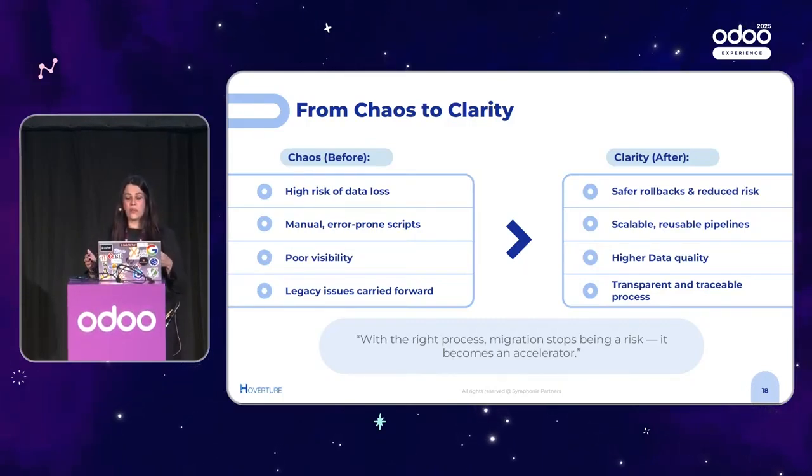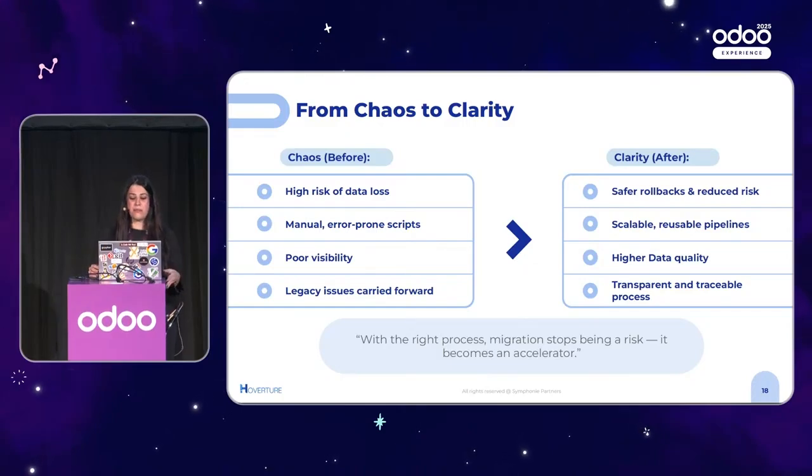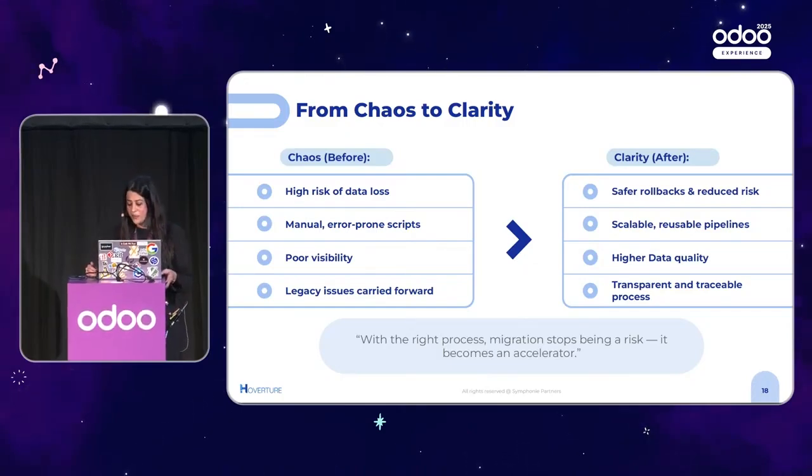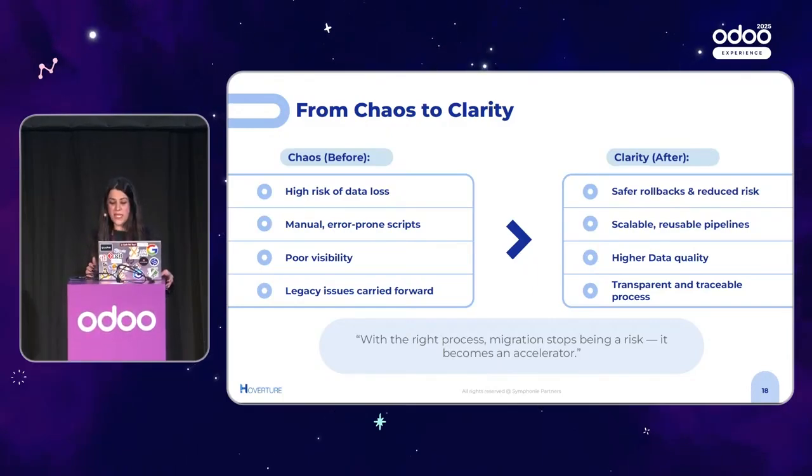After, if you follow these suggestions and best practices to bring a successful data migration, you will have safer rollbacks, and you will reduce the risk. You will have an infrastructure that is scalable, and also pipelines that can be reused for future projects. You will have higher data quality, so that you can reduce the risk of having any kind of block after go live, because with higher data quality, you will be sure that your processes will work from day one, and you will have transparent and traceable processes.